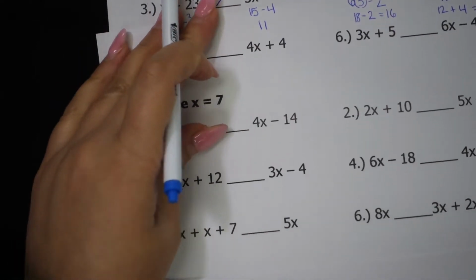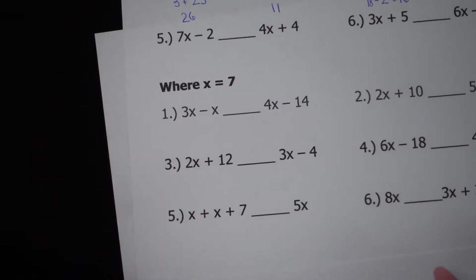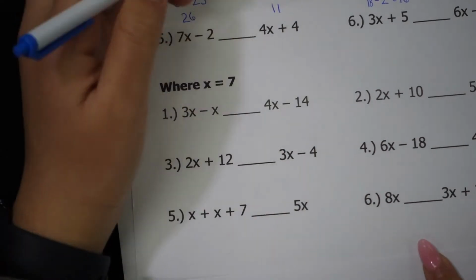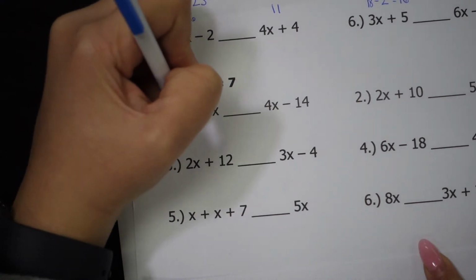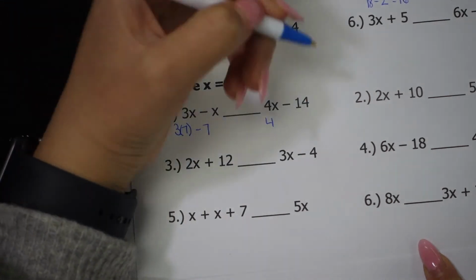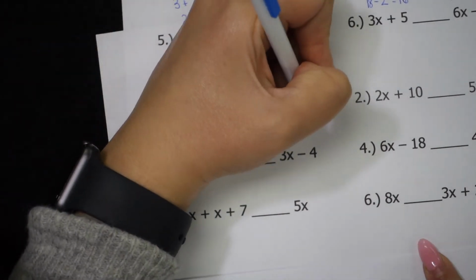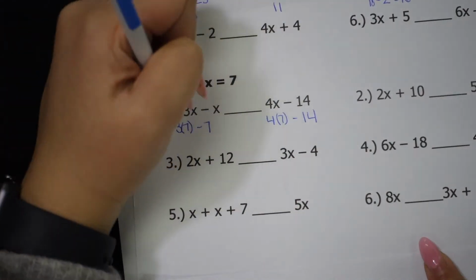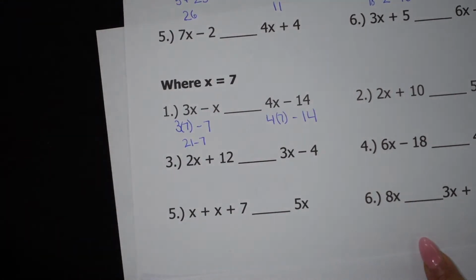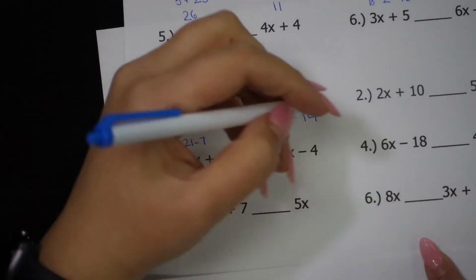And then here we have a couple more down here. I'll just solve a couple of these and then we can move on to the next lesson. So in here, we're given x with a value of 7. So we're going to do 3 times 7 minus 7. And then over here, we're going to do 4 times 7 minus 14. And what do we do next? We do 3 times 7, so it's 21 minus 7. What does that give us? It gives us 21 minus 7. Gives us 14.